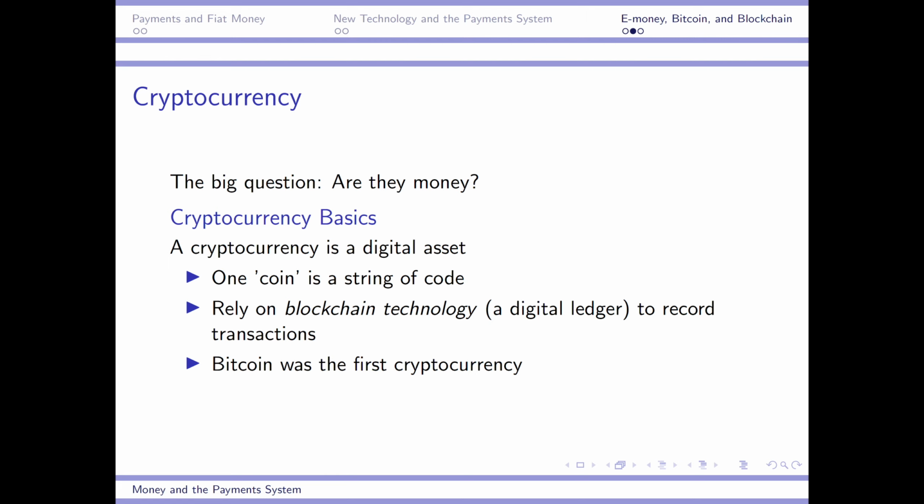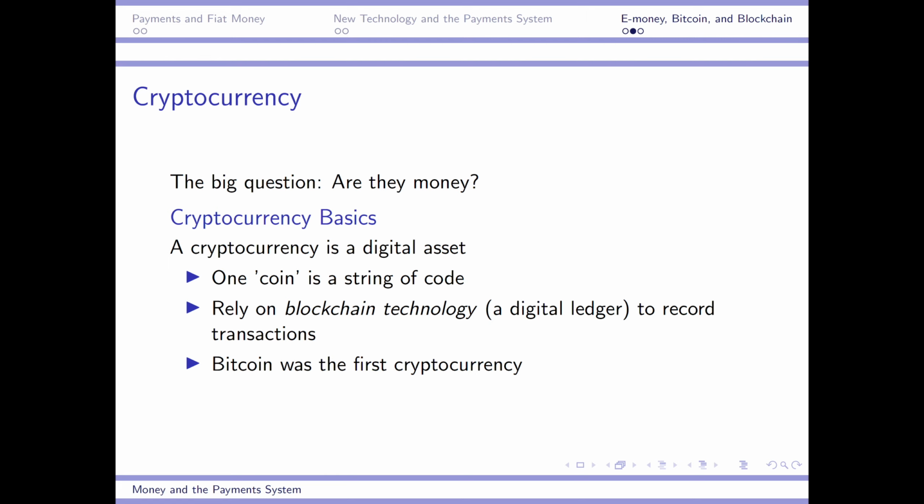So, for those of you that don't know, cryptocurrency is a digital asset. One coin in any cryptocurrency is just a string of code. And the way that you trade cryptocurrency is by giving your string of code to somebody else. And the way that you do that is through what is called blockchain technology. And a blockchain, all that it is, is a digital ledger.